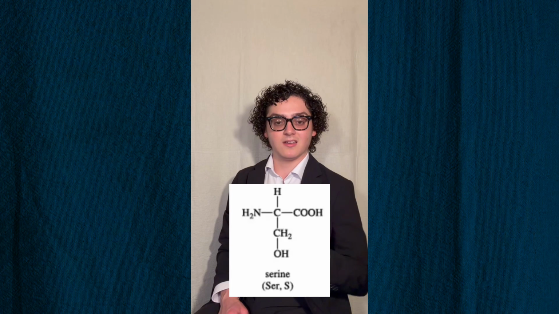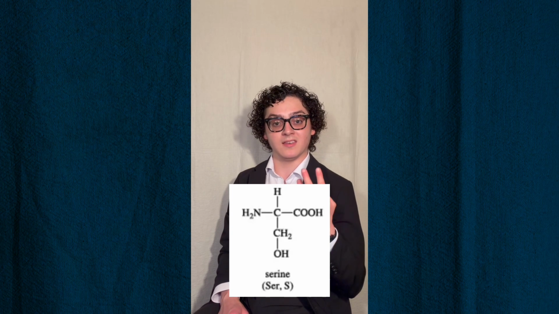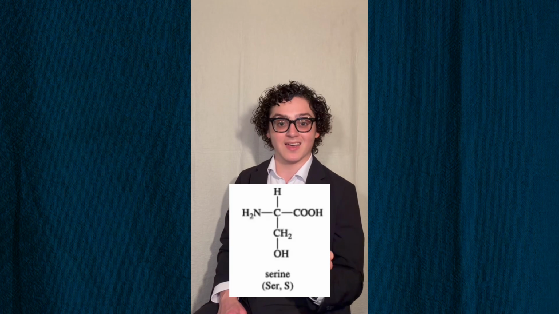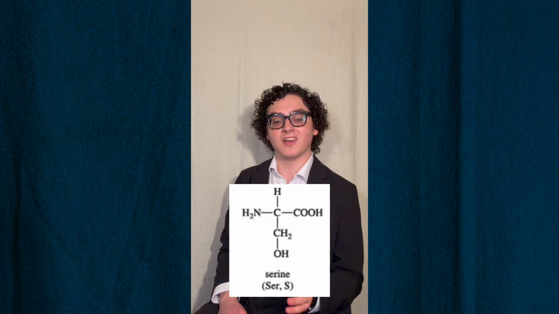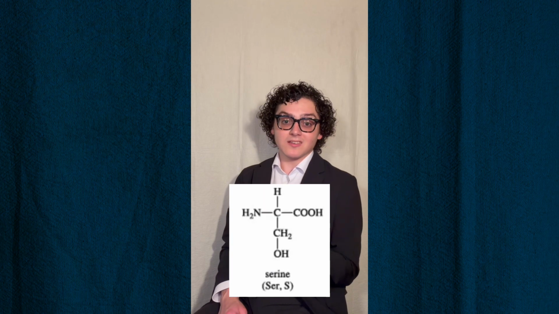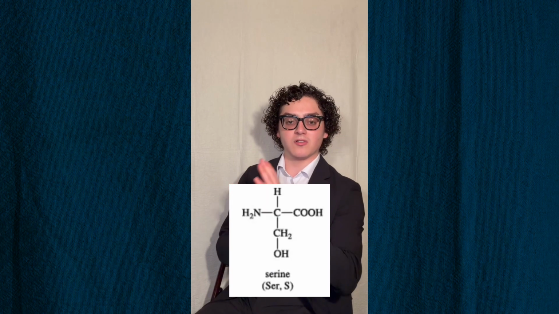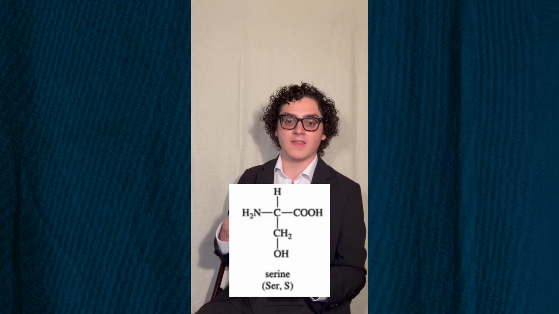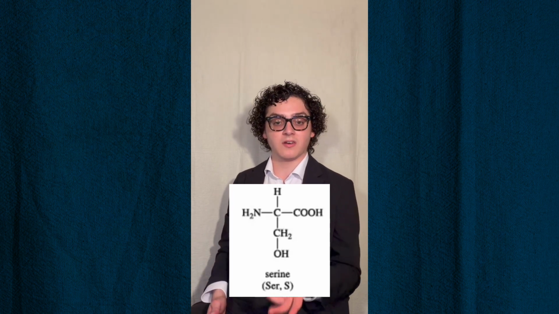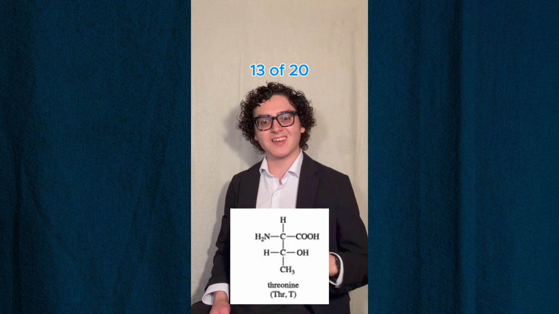The next amino acid is serine. The 3-letter abbreviation for serine is SER. The 1-letter abbreviation for serine is S. The side chain of serine is the same as cysteine, except it actually is just a hydroxyl group. So for serine, you have CH2 and then a hydroxyl group. I didn't have a memory trick for serine. The next amino acid is threonine.